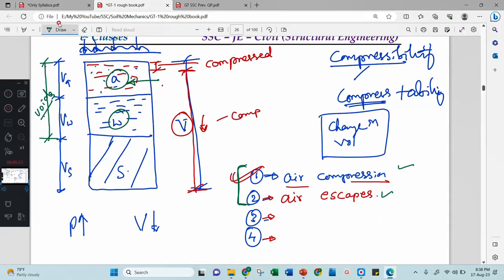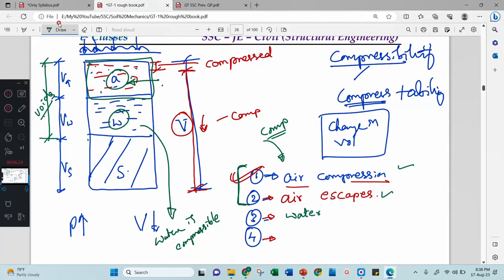Okay. Here, water will never compress because in fluid mechanics we have studied that water is incompressible. But in fluid mechanics we have also studied that air is compressible. That's why I got two options in the air phase: the first option is air compression and the second option is air escape. The third one is water. When I come to water, water compression is not possible. Therefore, water escapes. The word escapes is not better for water, therefore I will use expel. Water expels. Then the water phase is over.